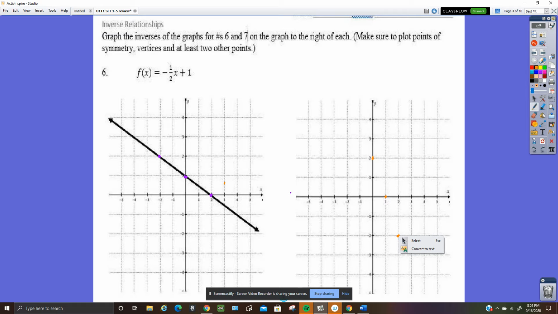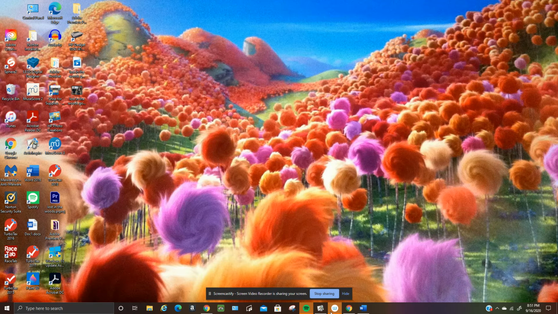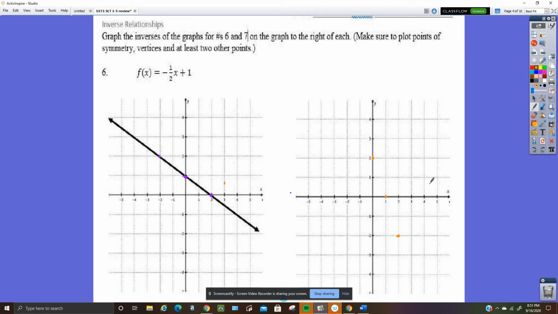Let me see if I can get the line tool here. Oh, I just hit the pad with my forearm. I don't know what that was, I must have hit the voice command there. So let me get the line tool here.